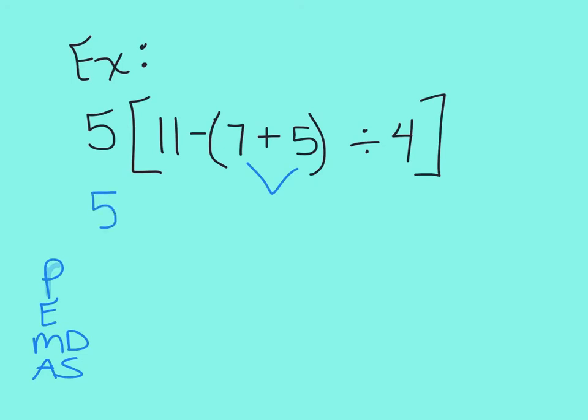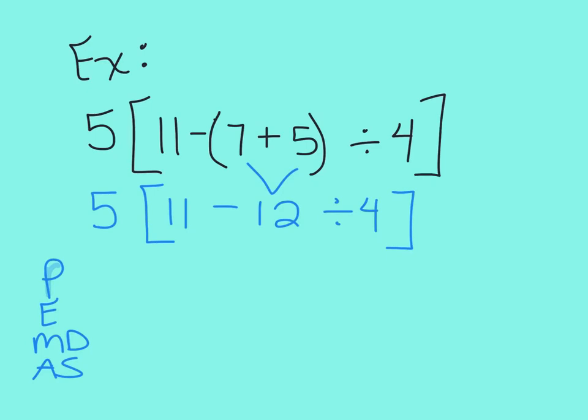So we have 5, and then inside the brackets, I have 11 minus 12 divided by 4. Close my brackets. And I write down every single step so that I don't get confused and I don't want to rush the order of operations and do something out of order. So I make sure that I write down every single step. So we still have grouping symbols here.